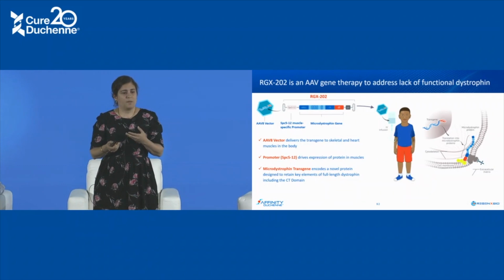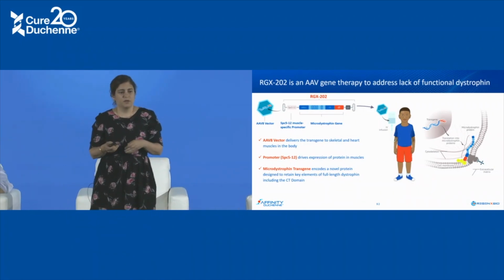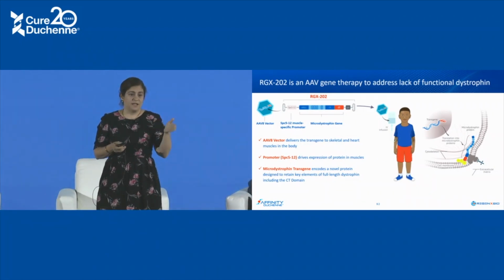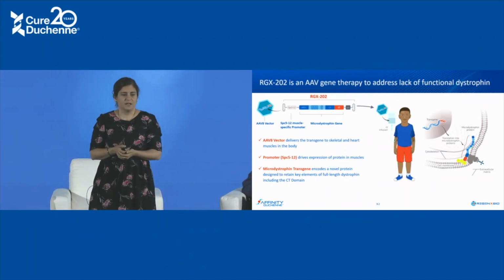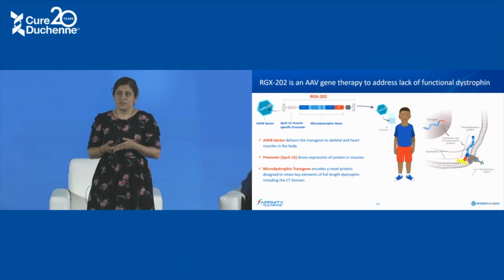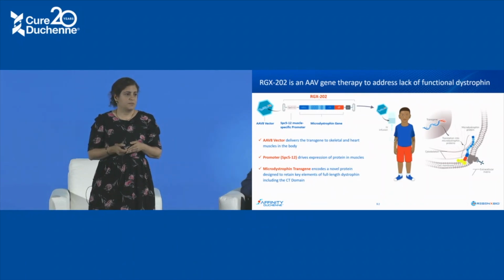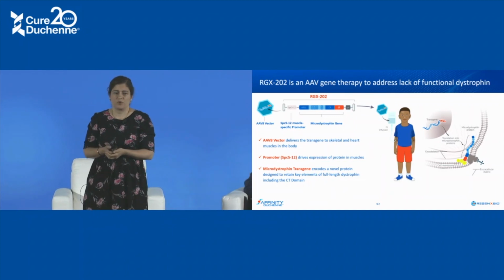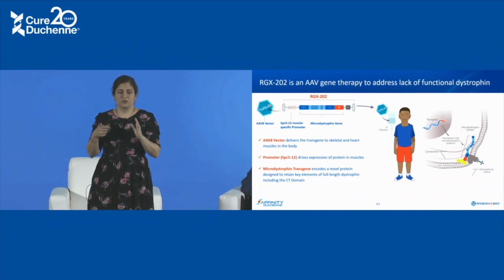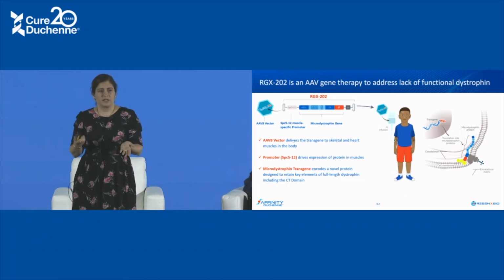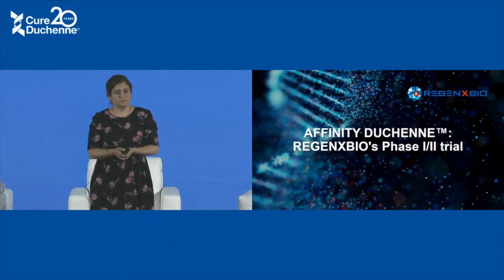So our RGX-202, as I mentioned before, is an AAV8 vector, so actually different from our prior speakers. We use AAV8 to deliver the transgene to the skeletal and the heart muscles in the body. We use SPC5-12 to drive the expression of the protein in the muscles. And our microdystrophin transgene is also included in that package, as I mentioned, again, including the CT domain.